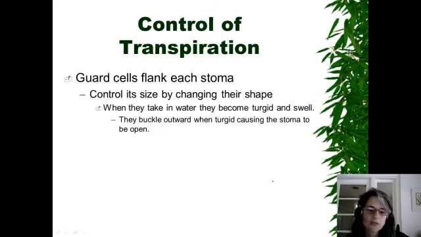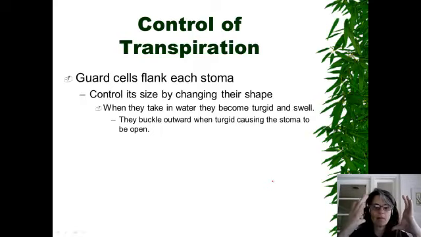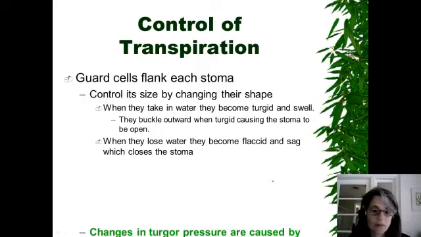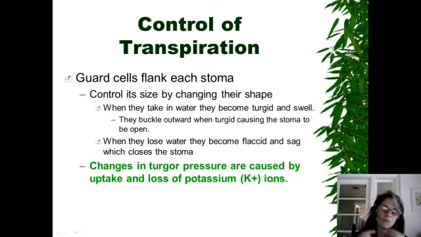The guard cells will change their shape. If there is plenty of water in the environment, the guard cells will become full of water. They will be turgid, and it causes them to go through a shape change where they pop open and that hole is made bigger. When they lose water, perhaps we're in a drought situation, the guard cells become flaccid and collapse and sag down, and that causes them to close the stomata, and so we can control water loss.